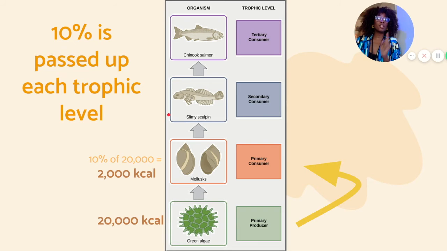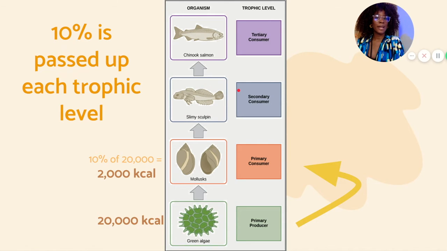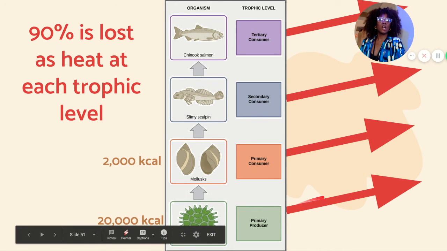Okay, that's another thing I saw in virtual notebooks that a lot of people were getting wrong. I asked you about the slimy sculpin level. A lot of people gave me the mollusk level. You need to pay attention to what the question is asking you. If I ask for slimy sculpin, you do 10% and then 10 more percent to get up here. Okay, make sure that you're doing 10% each time. Okay, again, that 90% is lost as heat and waste. So 10% is passed on, 90% is lost as heat and waste.